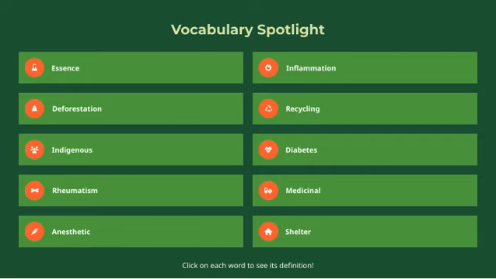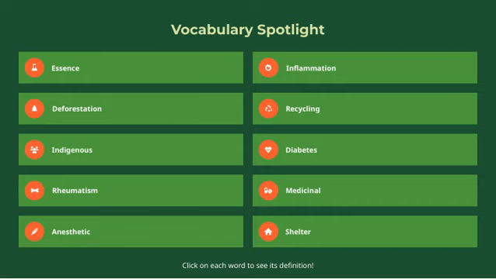Moving on, deforestation is a critical environmental concern. It involves the clearing of forests, which impacts biodiversity and climate change. Recycling is about reusing materials to reduce waste and conserve resources, emphasizing sustainability. Then we have indigenous, which refers to native peoples with deep-rooted connections to their land and culture, an essential aspect of many environmental and social discussions.